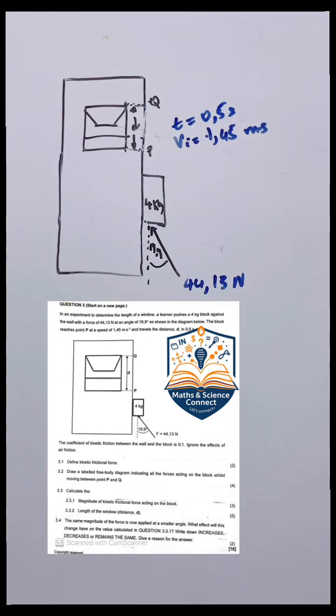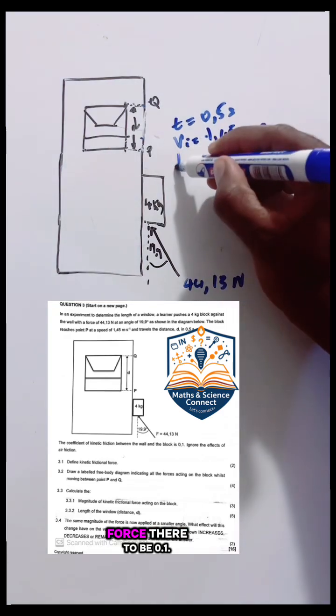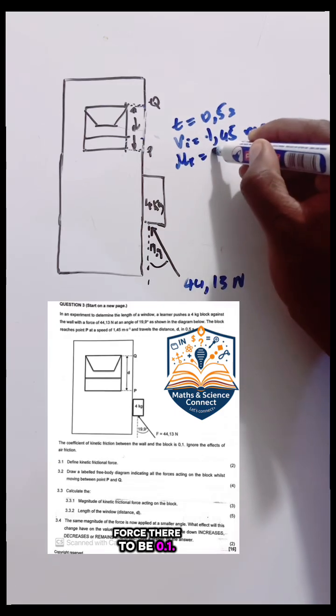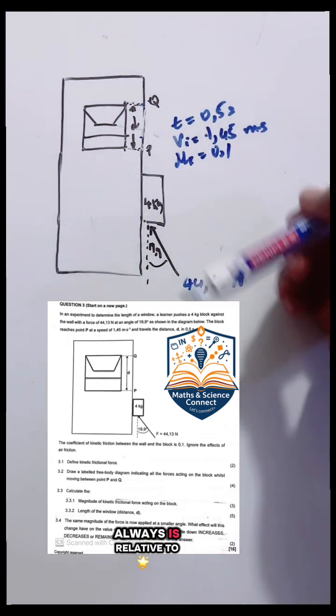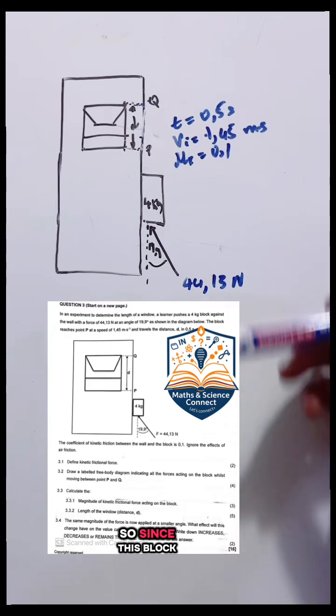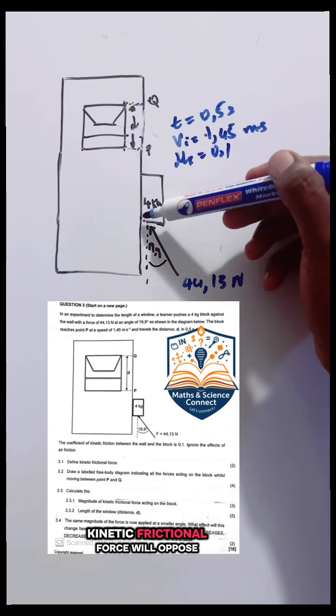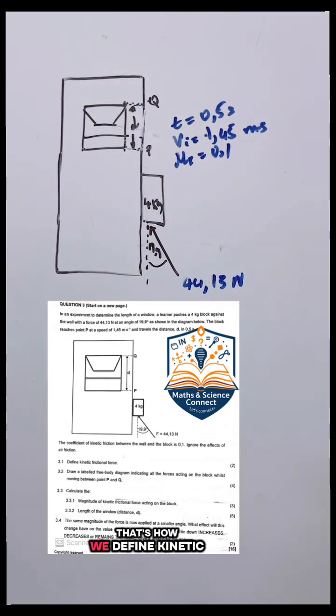This is the time, and we are asked to determine the kinetic frictional force. Before we define it, we are given the coefficient of kinetic friction to be 0.1. We can start by defining kinetic frictional force: it is the force that opposes the motion of a moving object relative to the surface. Always relative to the surface. Since this block is going upwards, kinetic frictional force will oppose the motion. That's how we define kinetic frictional force.